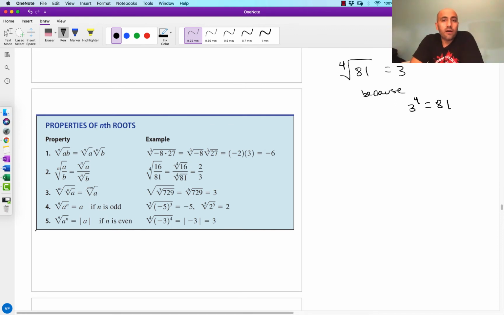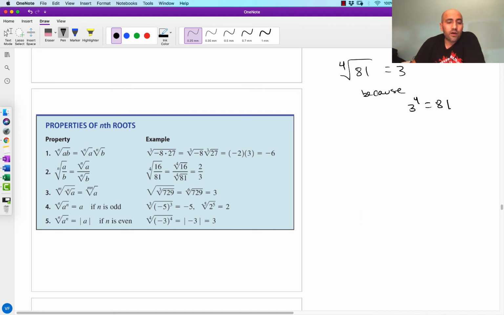The nth root of a times b is equal to the nth root of a times the nth root of b. So this first property is telling us that we can separate it into multiplication of 2 different roots, and we keep the index of the root for both of these. So here's an example.